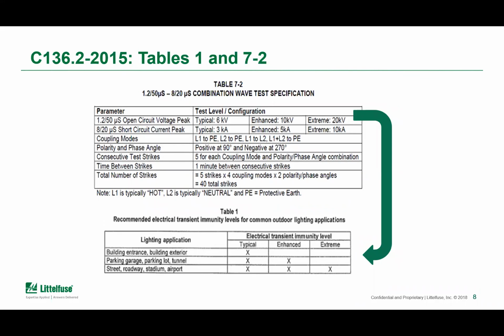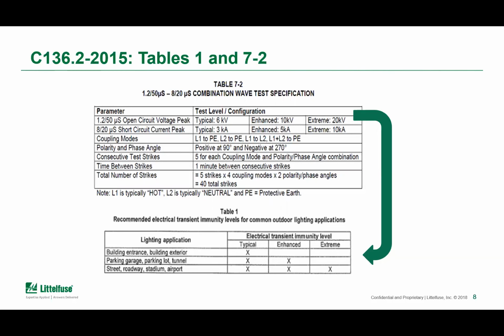The enhanced level applies to more outdoor structures such as a parking garage, a tunnel, or maybe even a parking lot, and that is a level of 10 kV, 5 kA. And then the extreme level is more for roadway lighting, stadiums, airports, anything that is purely outdoors with a high level of exposure. That test level is 20 kV and 10 kA. These are really the minimum levels in order to comply with the C136 standard for lighting.